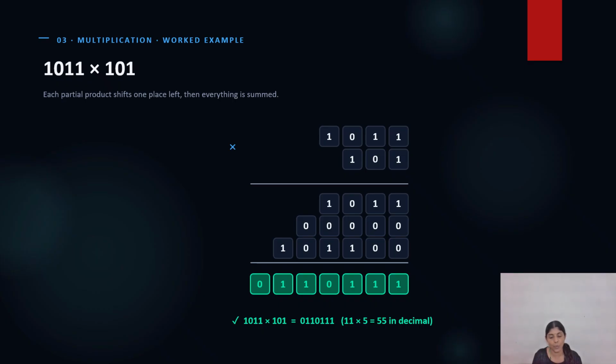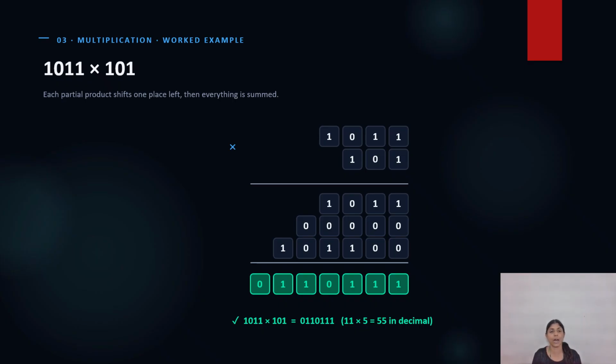0, 1, 1, 1. Again check 2 power 0, 1, 2 power 1, 2, 2 power 2, 4. So 4 plus 2 plus 1. 4 plus 2, 6, 6 plus 1, 7. So 2 power 3, there is no value. 2 power 4, 16. 2 power 5, 32. So 32 plus 16 plus, check here, there is no 8, 4 to 1. So the result it is 55 in decimal.